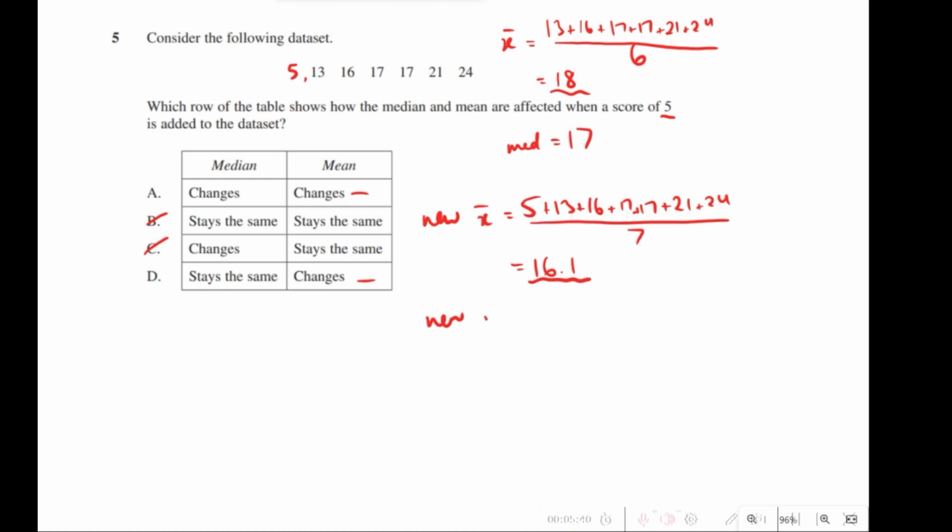Let's look at the new median. The new median is the middle score. So we cross off 1 by 1, leading us to the middle score of 17. So the median hasn't actually changed. The median stays the same. And so that's answer option D.